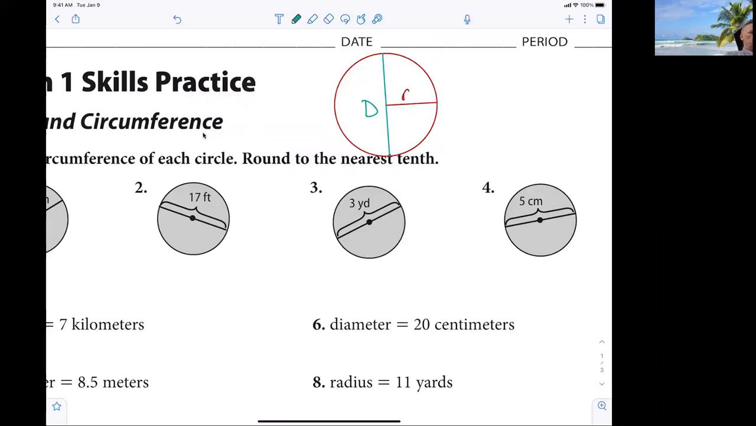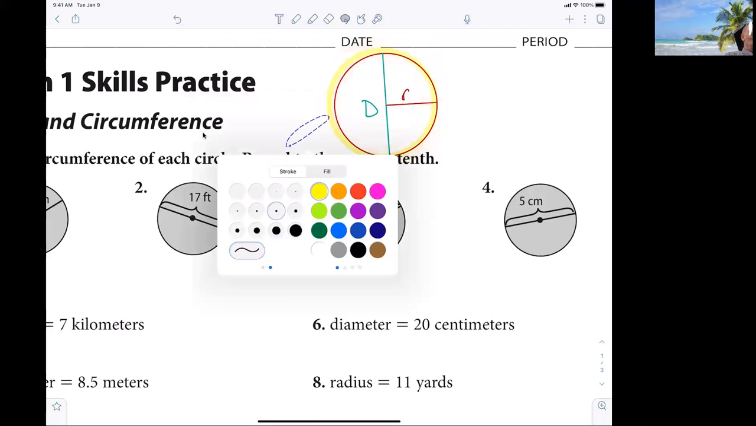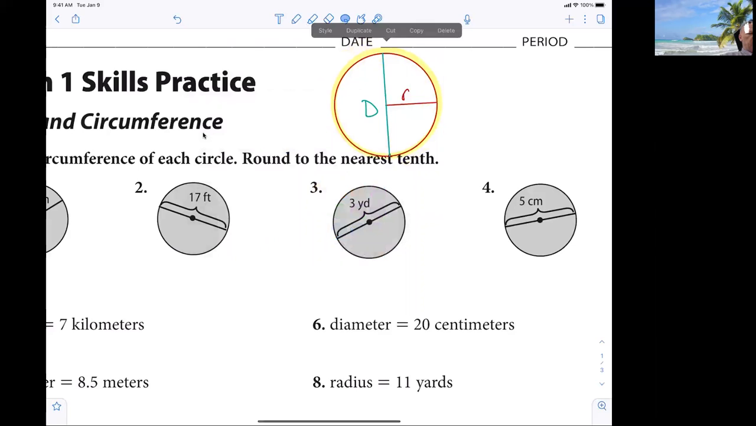The distance around the circle is called the what? That is definitely called the circumference. That is correct. The distance around is called the circumference. All right. Now, they were able to figure out a formula for the distance around. Do you remember? What is it?